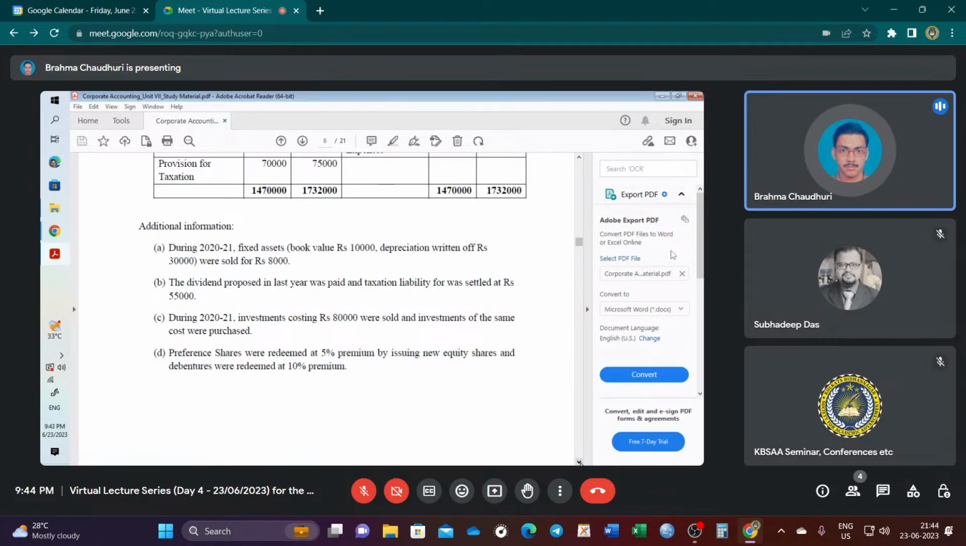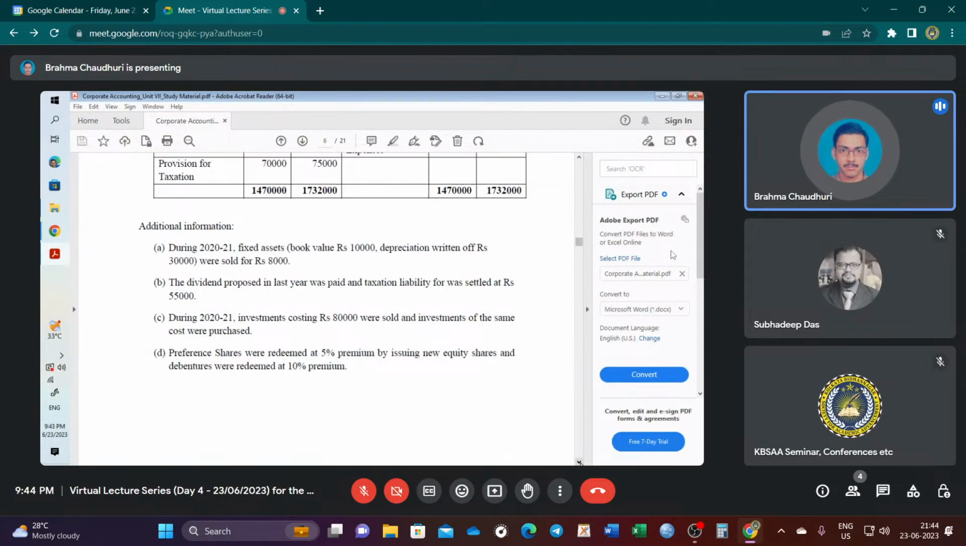There is also acquisition and sale of investment, as well as certain financial activities like the redemption of preference share, redemption of debenture, and issue of new equity share. So all these additional information have to be taken into consideration.